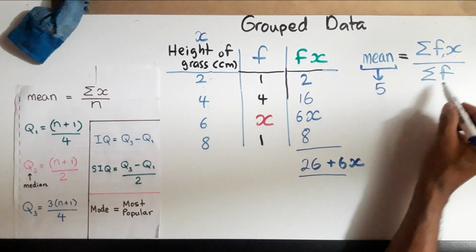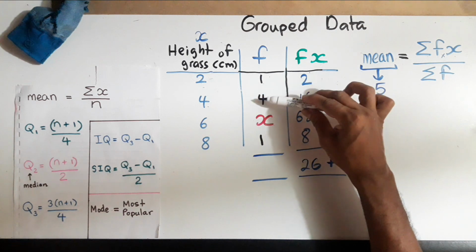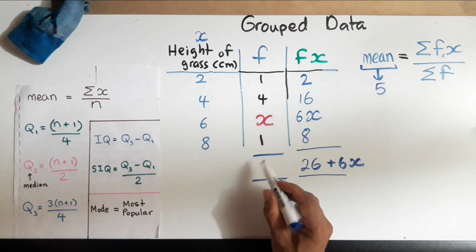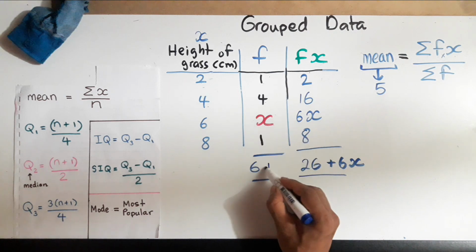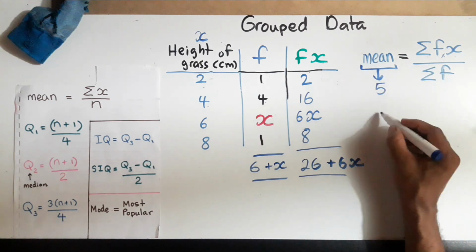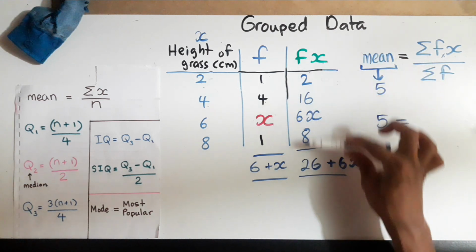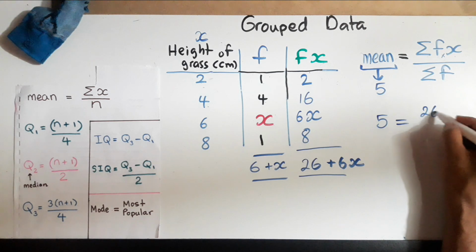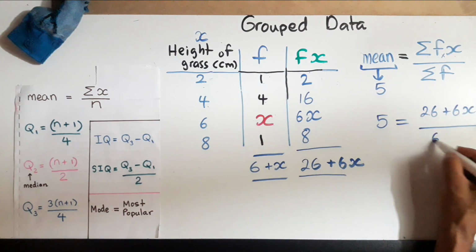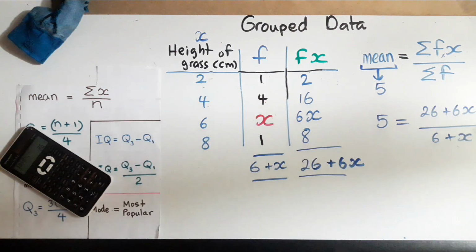Let's find sigma f now. Sigma f. 1 plus 4 is 5. 5 plus 1 is 6. And we have this plus x here. So to find the mean, which we know is 5, remember we know the mean is 5, we have to take sigma fx, which is 26 plus 6x, divided by 6 plus x. And your job, remember, your job is to find x now.